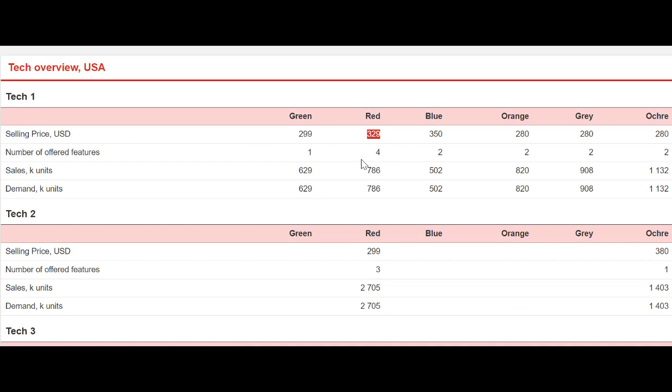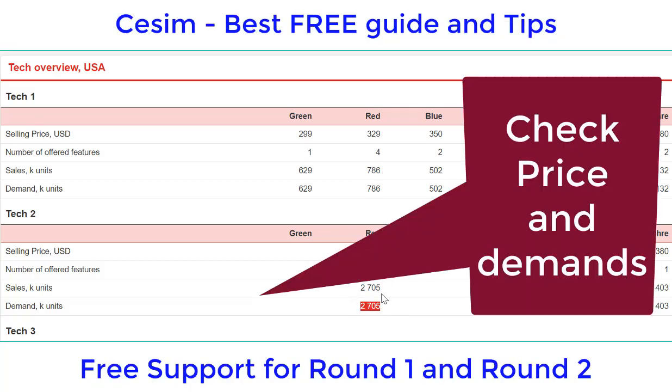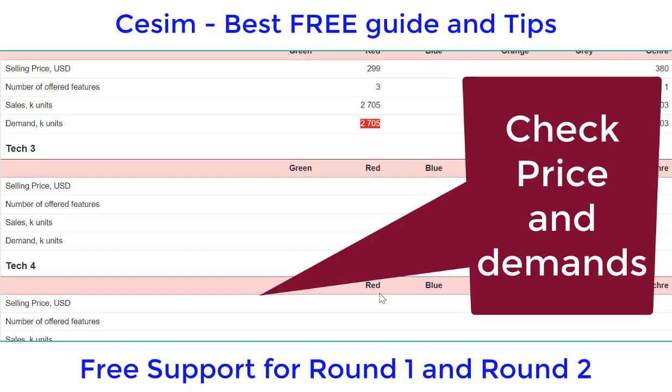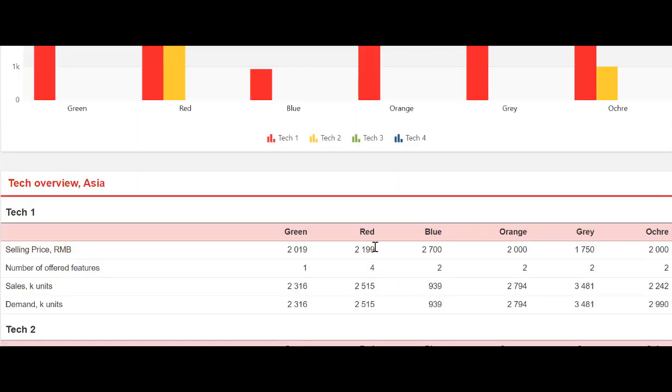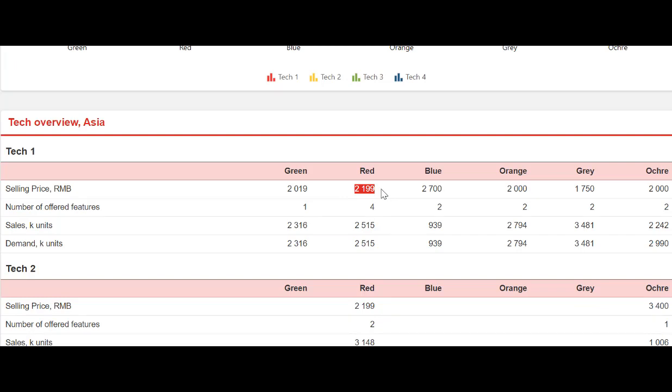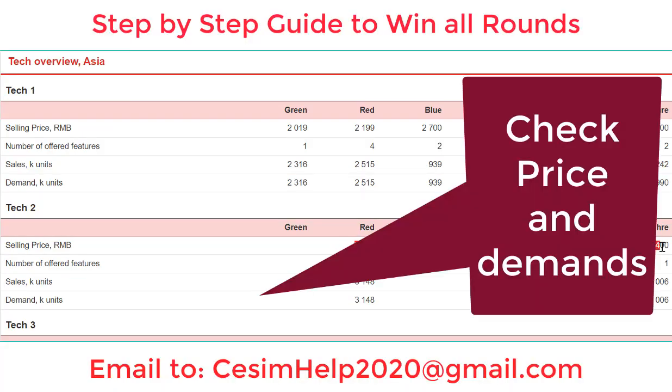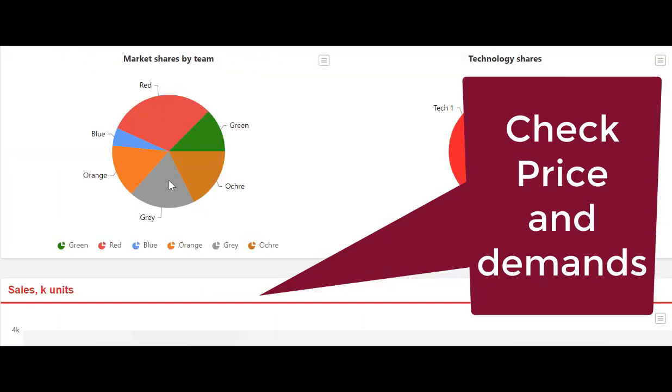We look at the details of the market of all the companies, not just our company, to find out the most profitable price and also the sales units or the demand based on different prices and number of features, so we can adjust our price. You can see that we are offering more features and also a very good price, so we are selling. We have the highest sales and also the highest demand for our product.